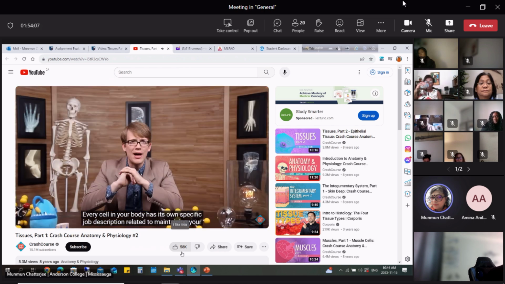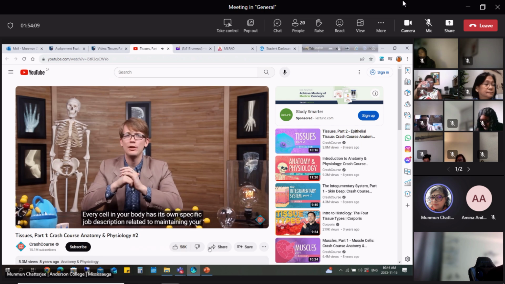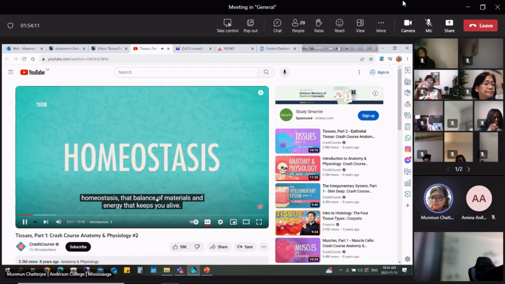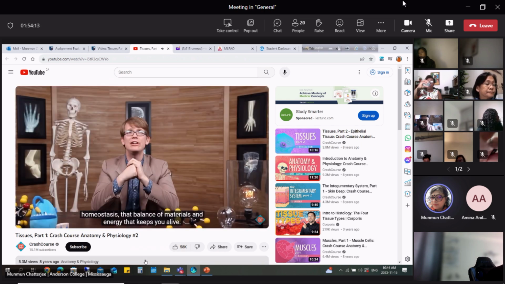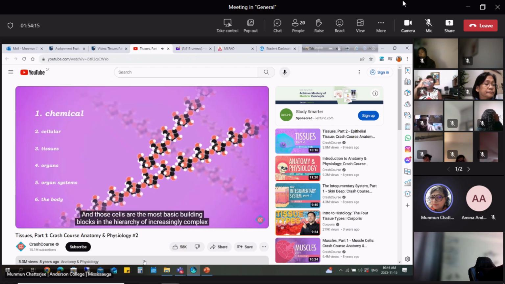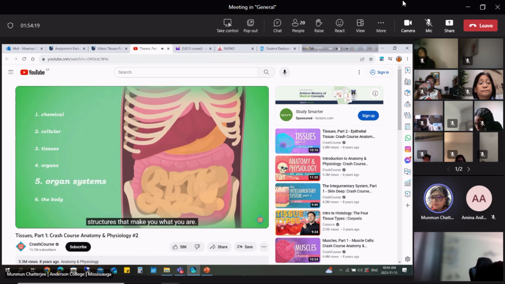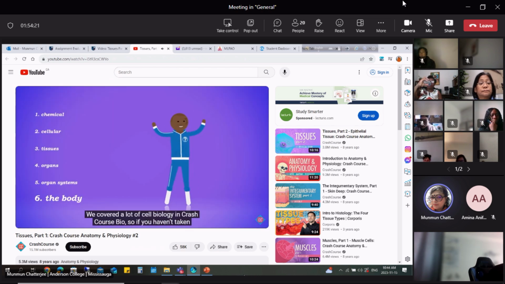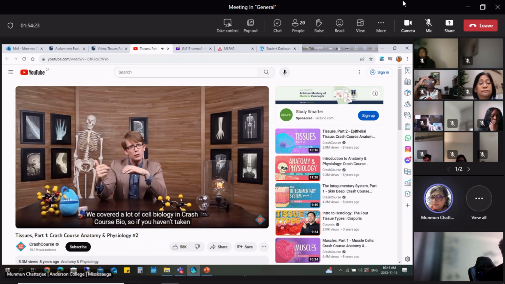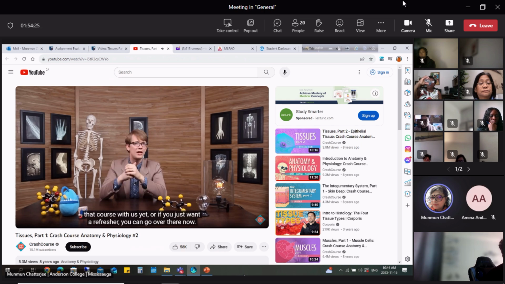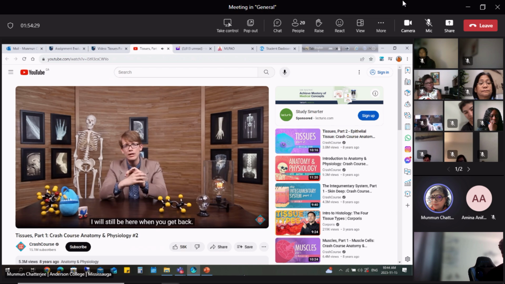Every cell in your body has its own specific job description related to maintaining your homeostasis, that balance of materials and energy that keeps you alive. And those cells are the most basic building blocks in the hierarchy of increasingly complex structures that make you what you are. We covered a lot of cell biology in Crash Course Bio, so if you haven't taken that course with us yet, or if you just want a refresher, you can go over there now. I will still be here when you get back.